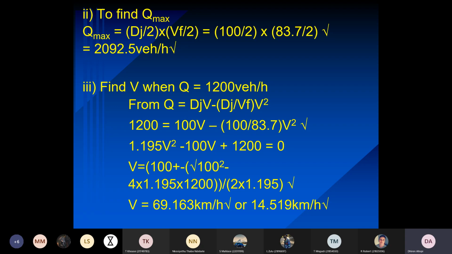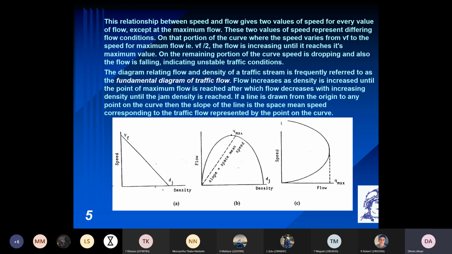So if you go back to the graph that I showed you, the speed flow graph, let's say you had a flow here of 1200. If you read up from 1200, it cuts the speed graph there and up there. That's how you arrive at those two values, V1 there and V2 there, a lower value and a higher value. So that's how you arrived at those two values.